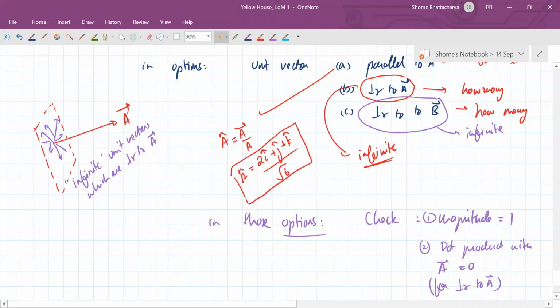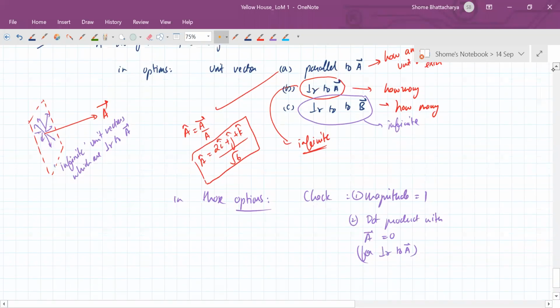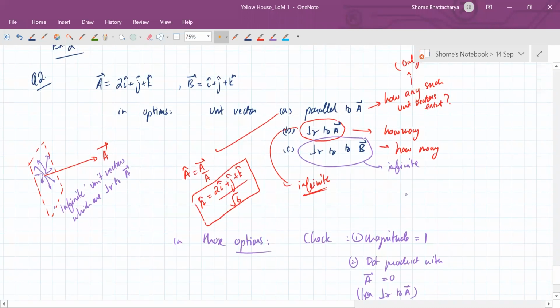This condition should hold. Similarly, for perpendicular to B, what should it be? Dot product with B should be 0 and magnitude should be unity. So understood how to do this now?